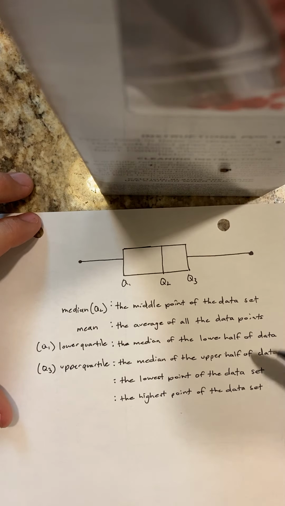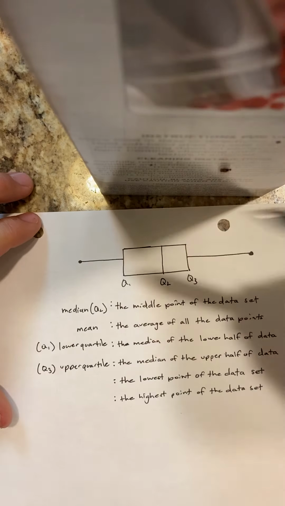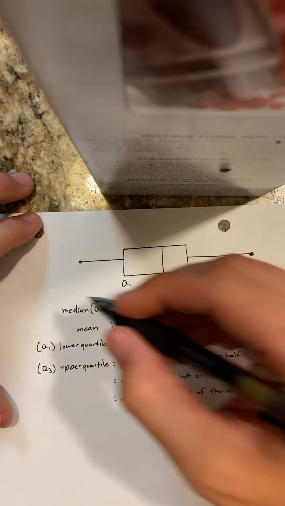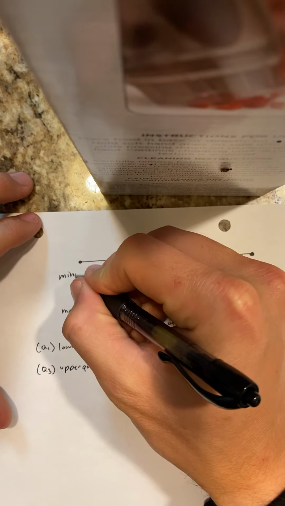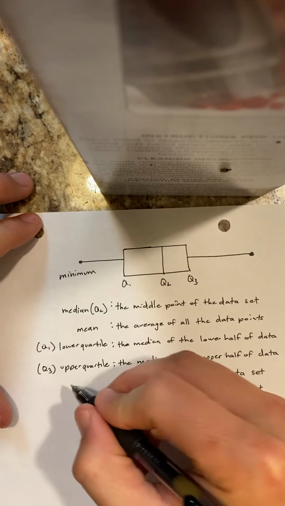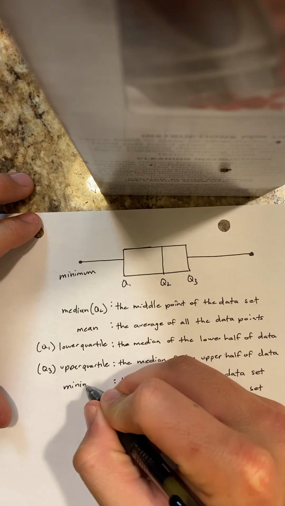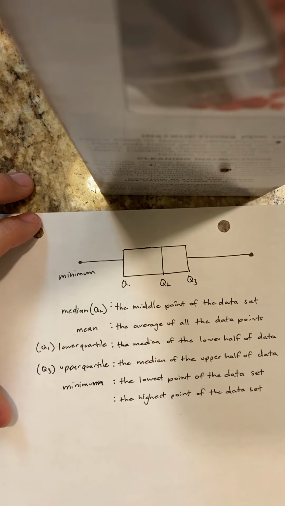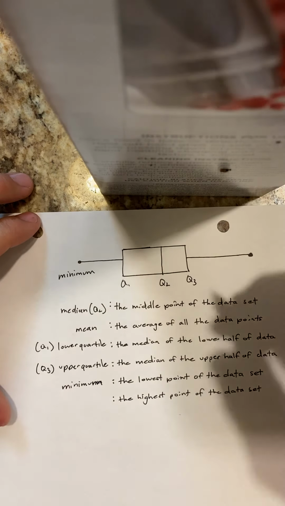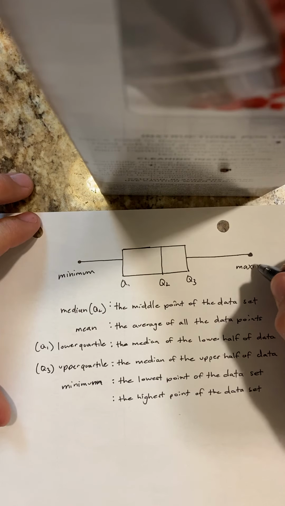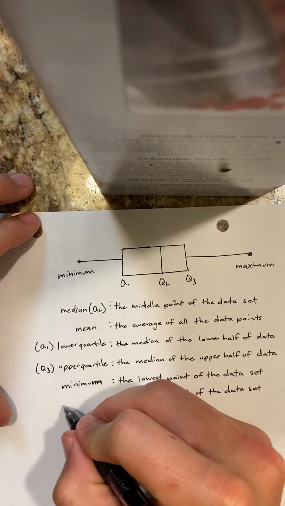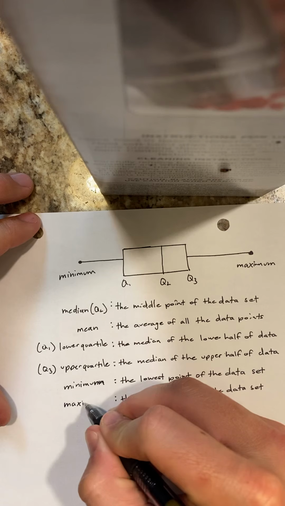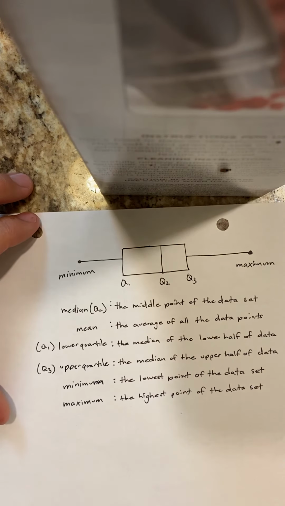The lowest point of the data set is going to be this point that's down here. If it is the lowest point, then we are saying that that is the minimum. All right, so the minimum is the lowest point of the data set. All right, and then the highest point of the data set is what we call the maximum. All right, so the highest point is the maximum.